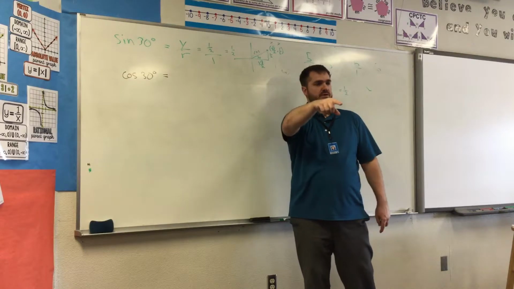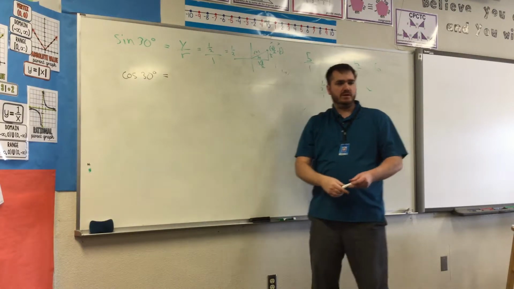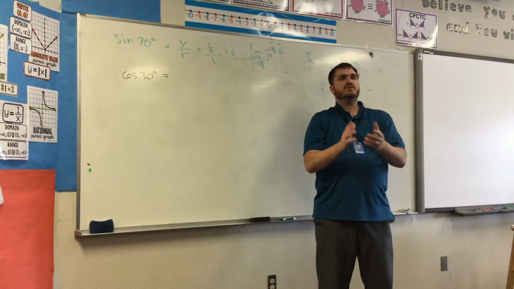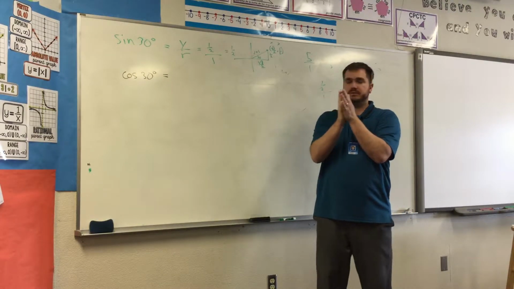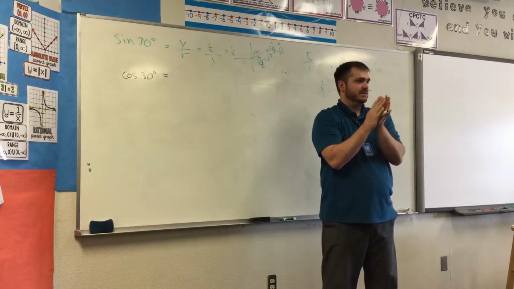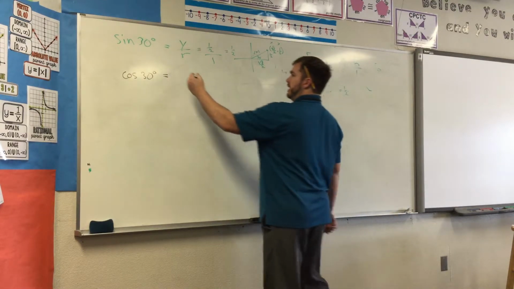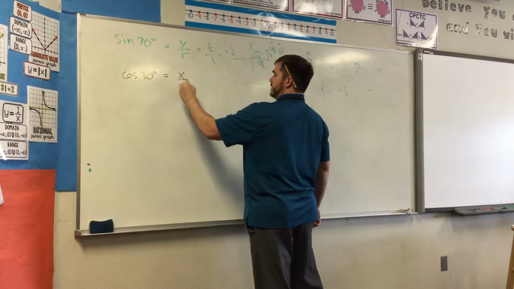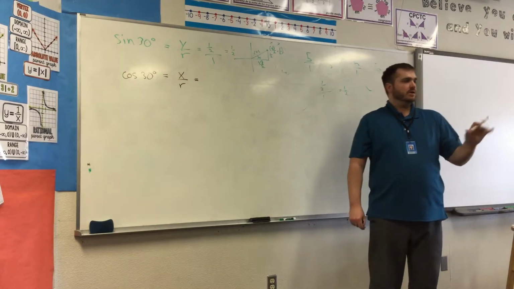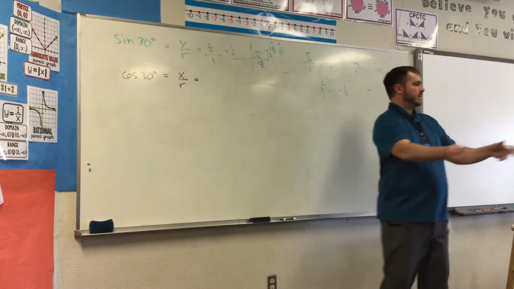Looking at the trig chart, and AJ, feel free to grab that back if you need it. Somebody call out to me, what's the ratio for cosine of 30? What over what? I'm hearing x over r. I agree. So, no need for a calculator.